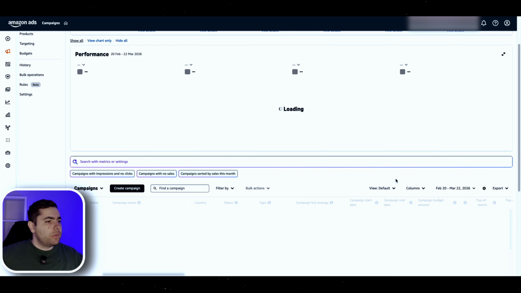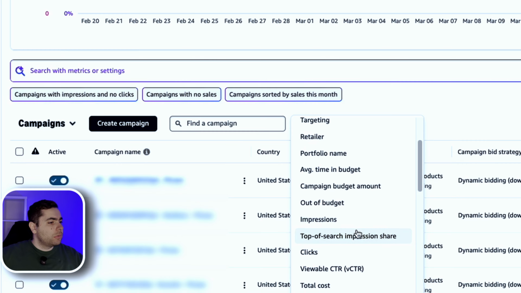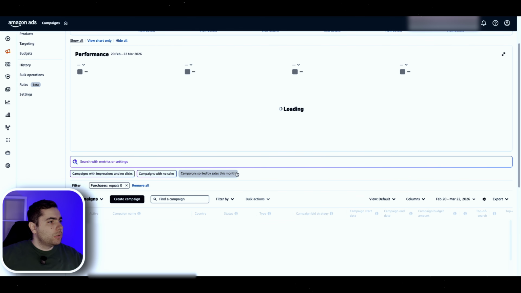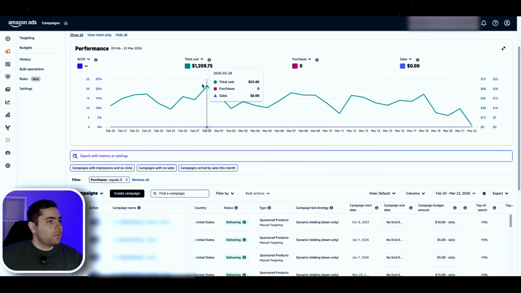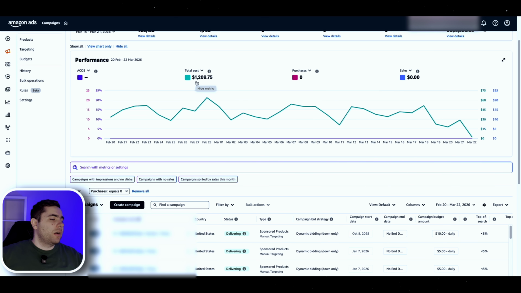The next thing, we want to filter by purchases that are equal to 0. So we are seeing that from our spend of a little more than $5,000, $1,200 of spend has no sales in those campaigns, which is a problem. This number is pretty high. This definitely should be optimized when we go into the campaign level.